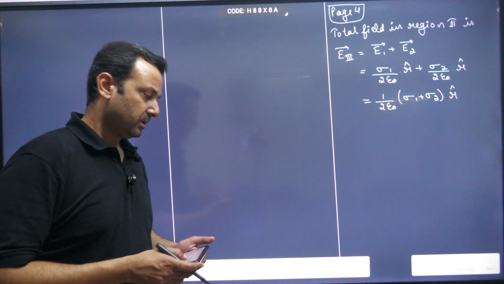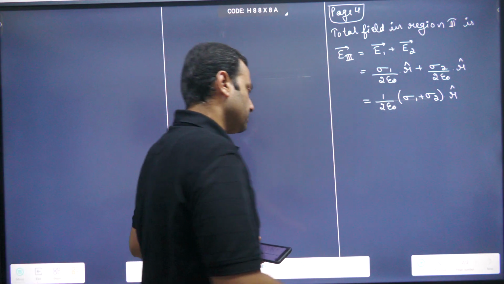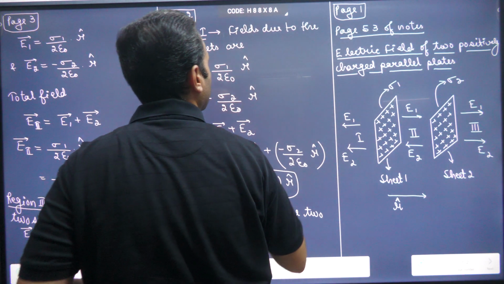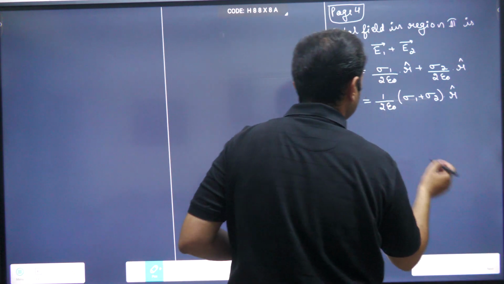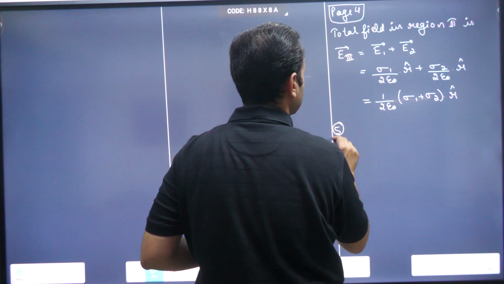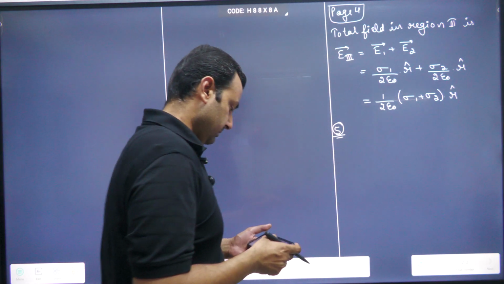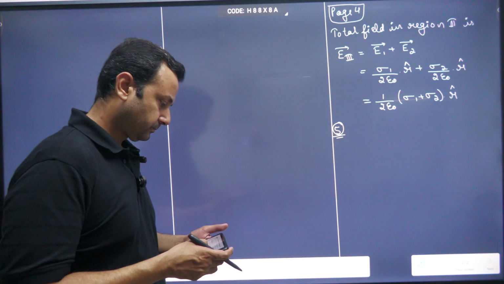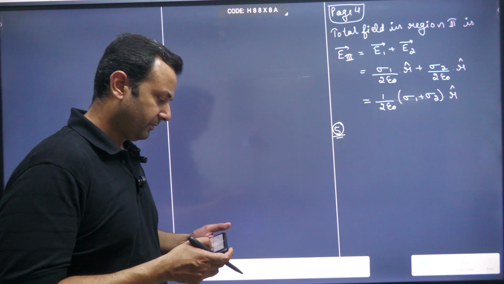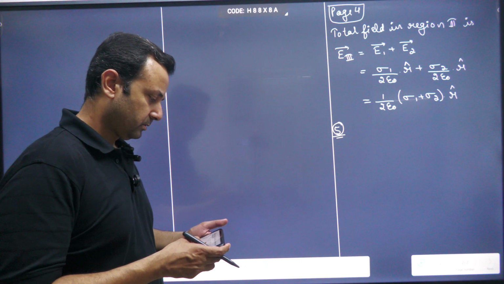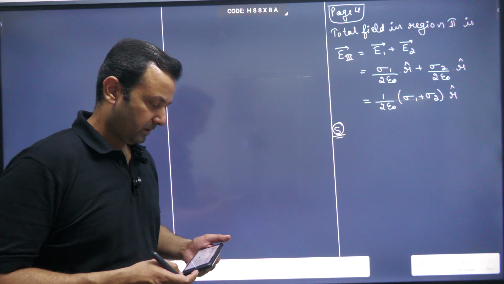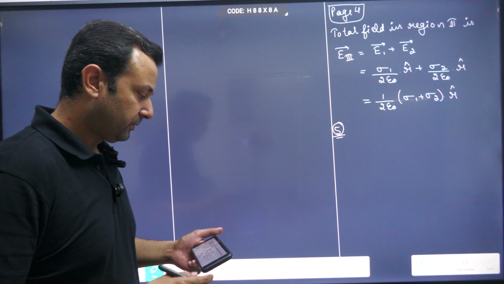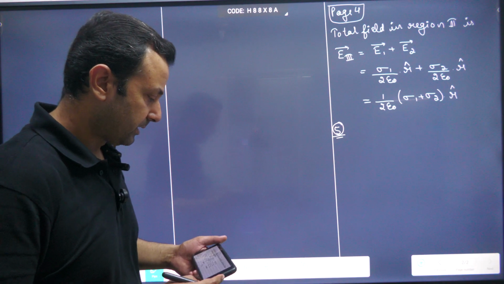Alright. Now this was the fourth application of Gauss law. Three applications we have done in the last class. Now the fifth application of Gauss law, we are on page number 54, downside of page number 54. So fifth application: electric field of two oppositely charged plane parallel plates.